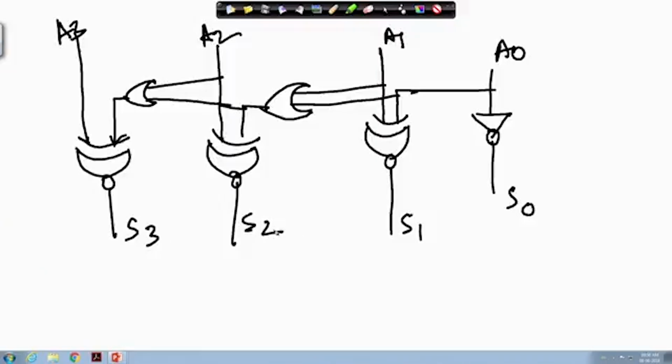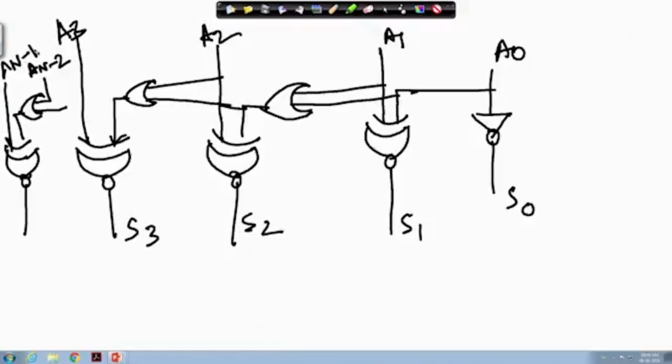So, if I want to make it for n bit, then this will be connected to A n minus 2, and this will come from the previous OR gate output, and then it will be XNOR with the corresponding A n minus 1. So, this will give you the S n minus 1 value. Okay. So, this is the architecture for the 4 bit decrementer.